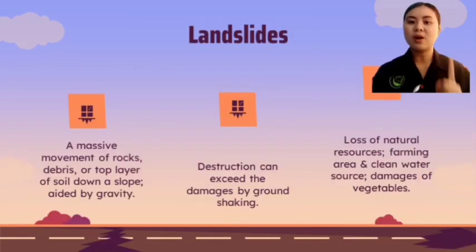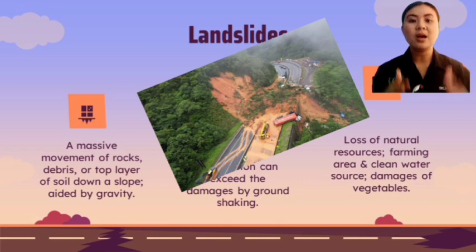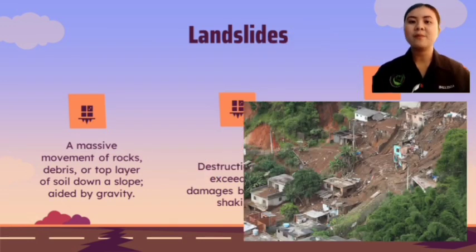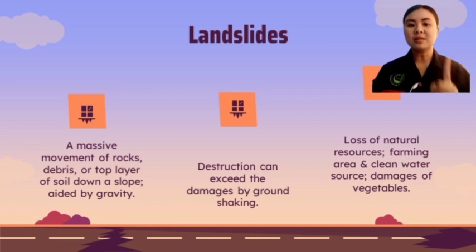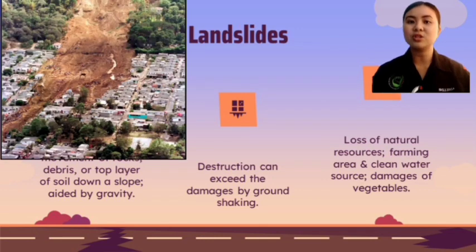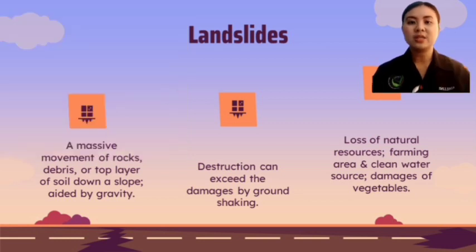Furthermore, landslides are one of the secondary impacts of earthquakes. It is a massive movement of rocks, debris or top layer of soil down a slope, aided by the action of gravity. Sometimes, the destruction caused by landslides exceeds the damage caused by ground shaking. The source of clean water will be affected when it occurs near streams or rivers, leaving people unable to get clean water and adequate food.